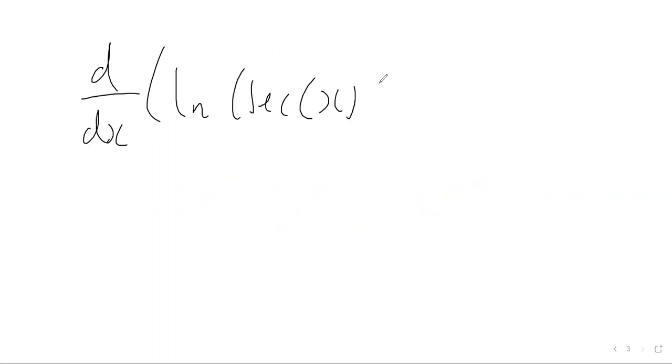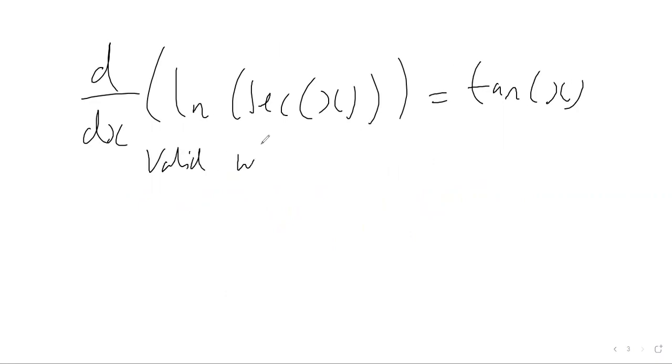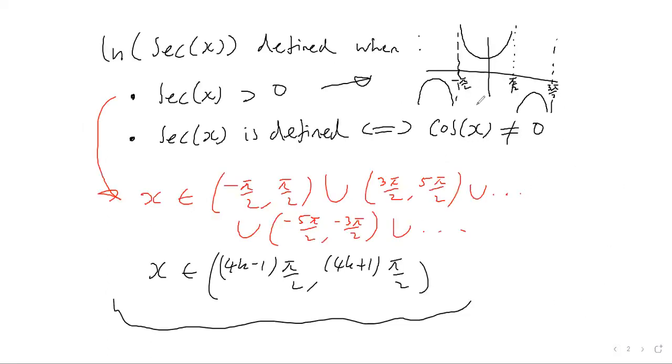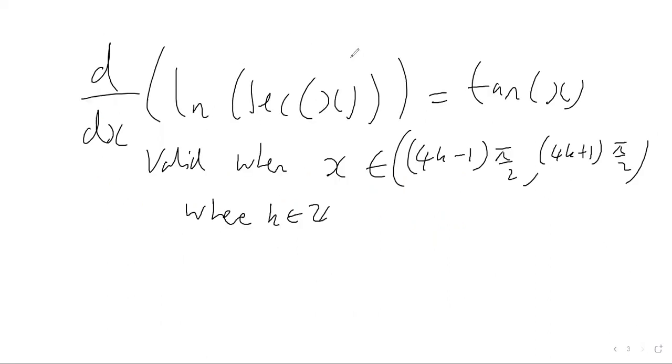So just to conclude the result, when we differentiate the natural logarithm of sec of x, we just get tan of x, and this is valid when x is between 4k minus 1 times pi over 2 up to 4k plus 1 times pi over 2, where k is an integer value. And that's what we showed back here. So that concludes the result for this video here.